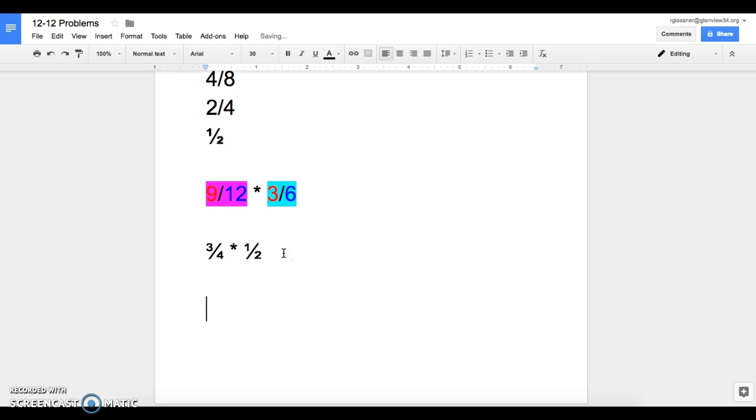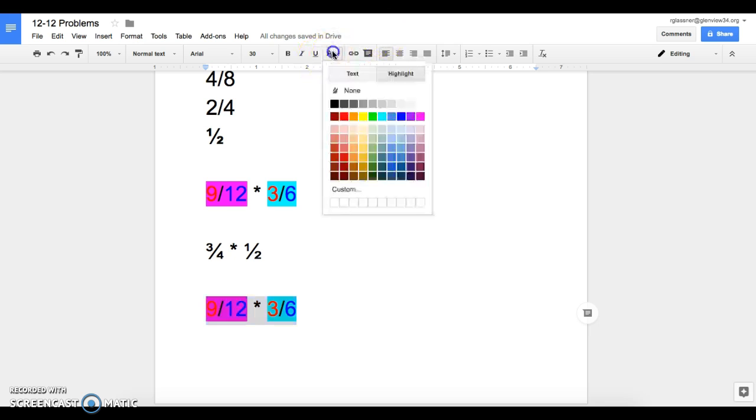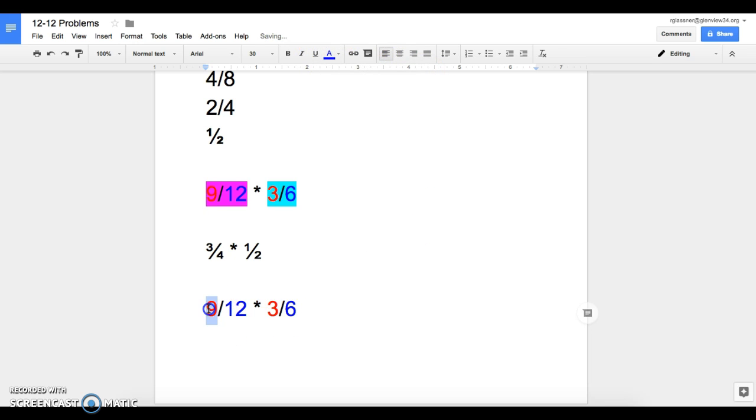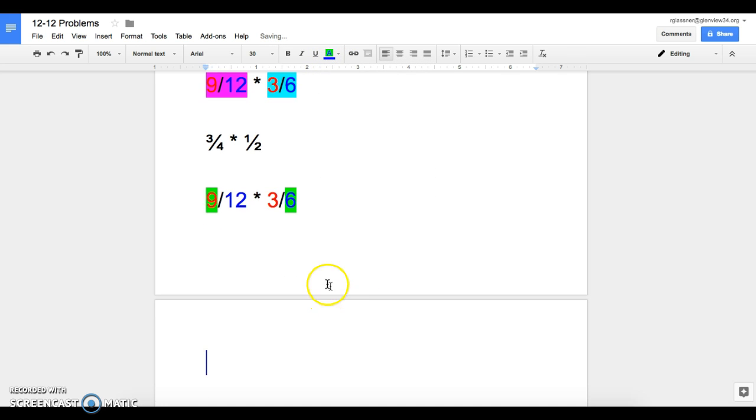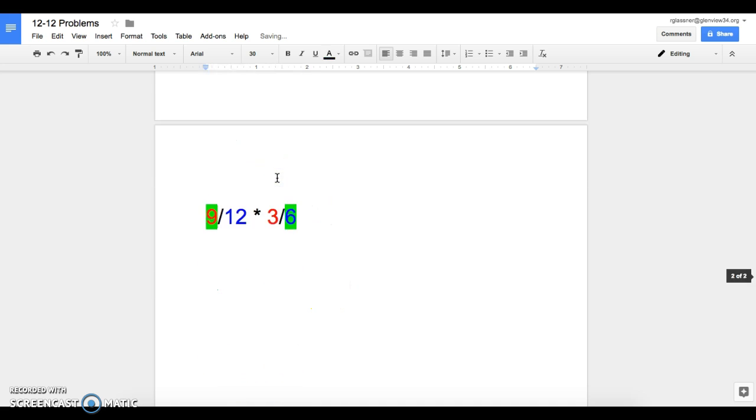Now let's see what happens if you pull a numerator and denominator from the opposite fraction. So what do I mean when I say that? Let's get rid of everything. So the 9 here and the 6 here. I'm going to highlight both of those. Let's use green, a different color. What can I pull out of a 9 and a 6? Well, you can pull a 3 out of both of them.